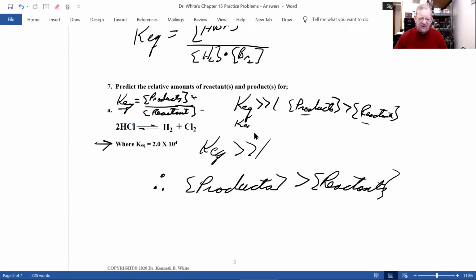Now, if Keq is much less than 1, then the reactants concentration will be greater than the products. And again, look over here. If the reactants are now larger than the products, this is going to be a very tiny number. Now, if we look over here, which is 2.0 times 10 to the 4th, that's much greater than 1. Therefore, by the way, 3 dots like this in math and logic means therefore.